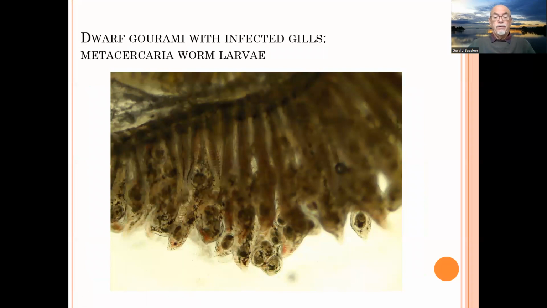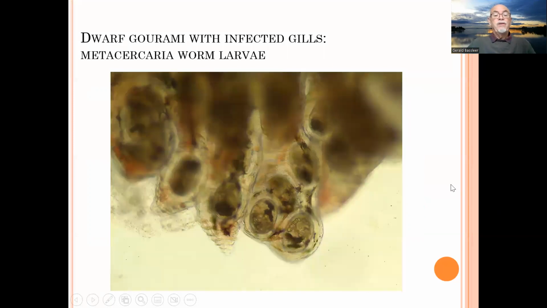Look here at the gills. What is left of healthy tissue? Hardly anything. It's all worms here. All those capsules here, all those black things here, those are Metacercaria, the worm larvae, encapsulated and taken away healthy tissue. Here, big parts of the gill tissue are gone.